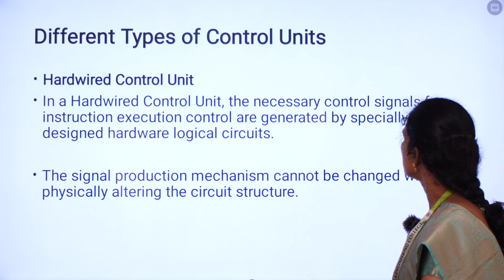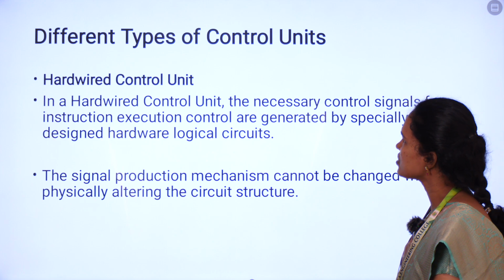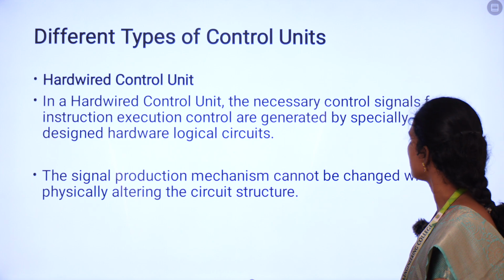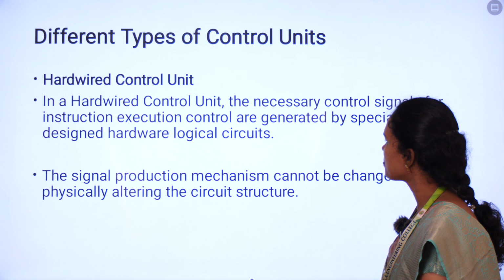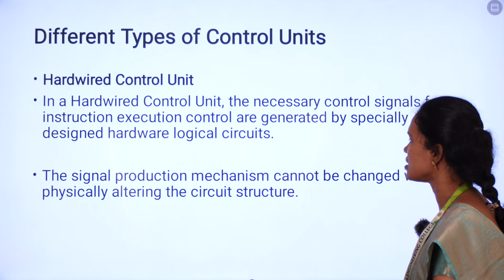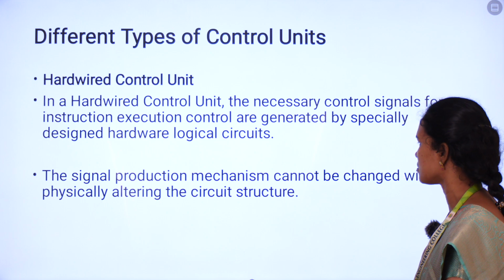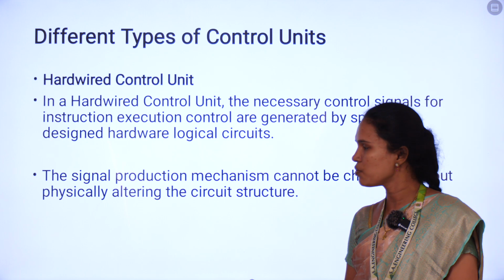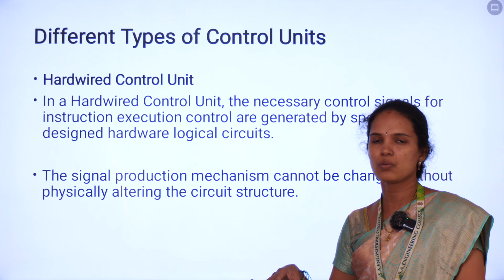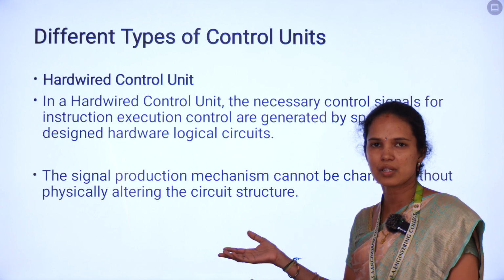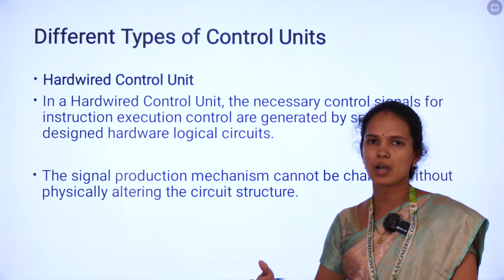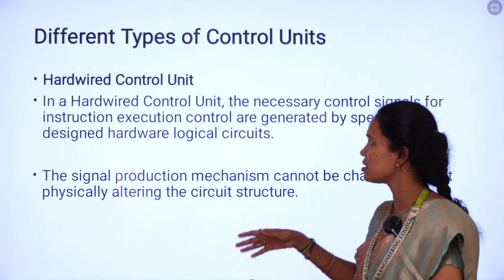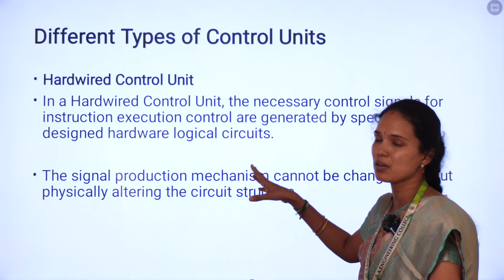In the hardware control unit, the necessary control signals for the instruction execution control are generated by specially designed hardware logical circuit. The signal production mechanism cannot be changed without physically altering the circuit structure. So if you want to make some changes, you cannot do it without physical action. With manpower, you have to do it physically. That is the difference between the microprogram and hardware.